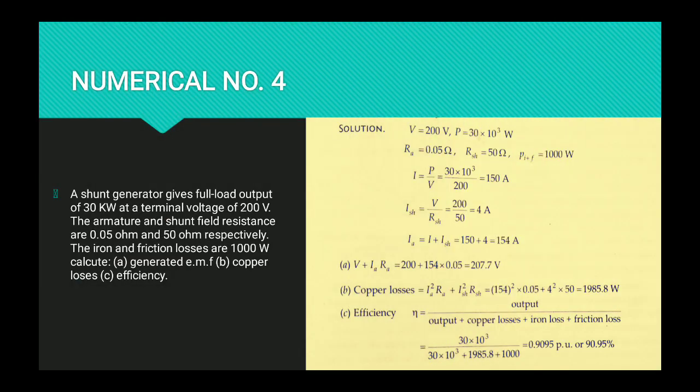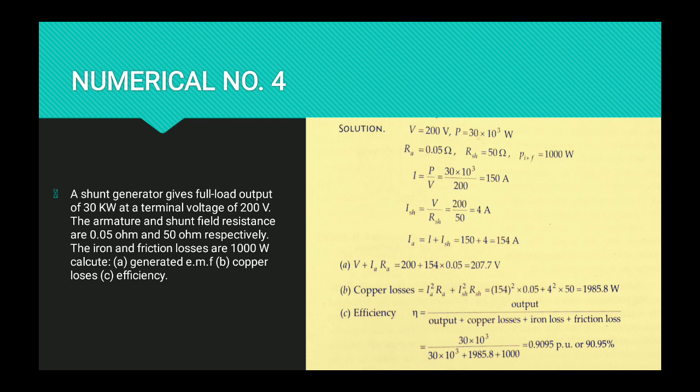Now the numerical number 4. A shunt generator gives full load output of 30 kilowatt at a terminal voltage of 200 volt. That means the terminal voltage, if we connect a voltmeter in the load terminal of the generator, we can calculate the 200 volt is the terminal voltage, and full load power output, that is 30 kilowatt. The armature and shunt field resistance are 0.05 ohm and 50 ohm respectively.